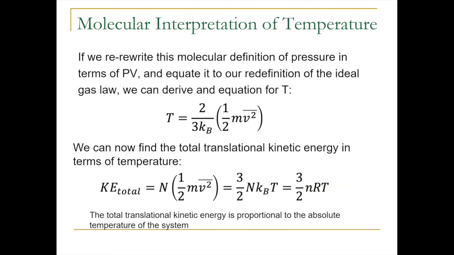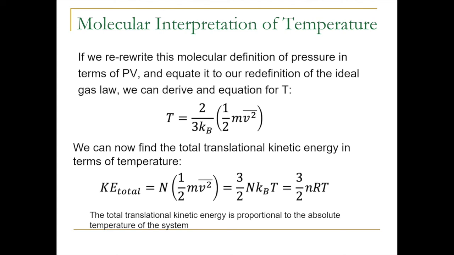So we're going to do one more thing with this equation for pressure, and we're going to multiply both sides by V, so that now we have the quantity PV is equal to the quantity on the right-hand side. But what we're going to do now is bring in the redefined ideal gas law in terms of the number of particles, the Boltzmann constant, and temperature, and we're going to solve that new equation for T to get the equation that you see before you.